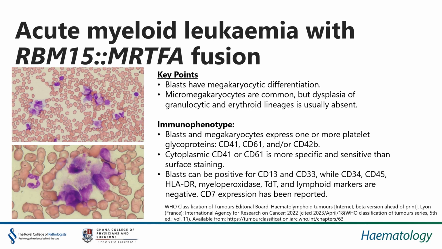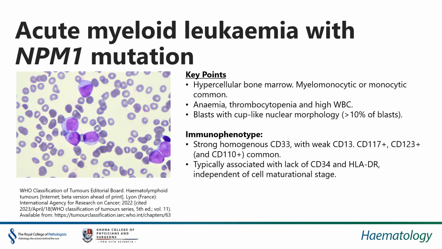So moving on to acute myeloid leukemia with NPM1 mutations. Now, most cases of NPM1 mutated AML are markedly hypercellular. If you do a bone marrow aspirate, it's absolutely full of cells. You see a myelomonocytic or a monocytic differentiation is quite common. However, the morphological features can vary quite wildly, with some blasts showing much less maturation than others.